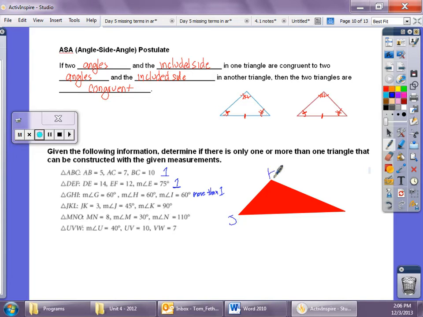JKL. JK is 3, angle J is 45, angle K is 90. So we have two angles and the included side. Since we have that, we can only make one triangle, because we know that this has to go from here to here, has to be 3, and we set up the angles. Since we have the angles, it's going to tell us where these two lines will intersect. These lines could go on forever, but they're going to intersect at that other point L. So it has to give us one triangle.